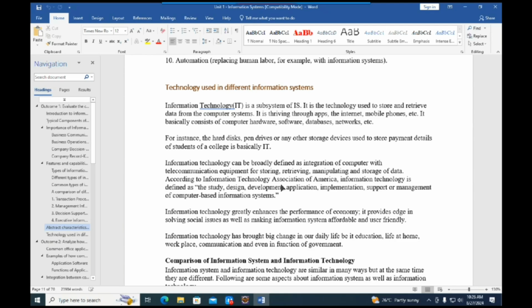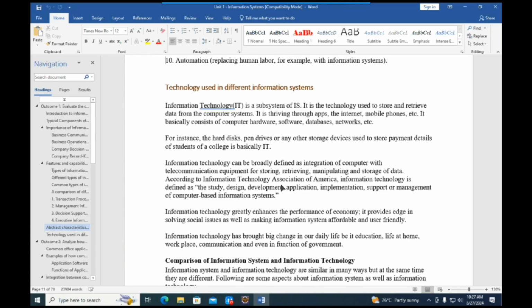So IT is a subsystem. It is a subsystem of information system. In other words, information technology is a subsystem of information system. So it is basically a technology that we normally use to store and retrieve data or information from the computer system. So in information systems, we have information technology. So information technology is that technology that we use, or that is actually responsible for the storage and retrieval of data from the computer systems.